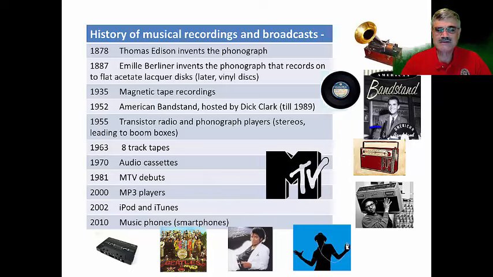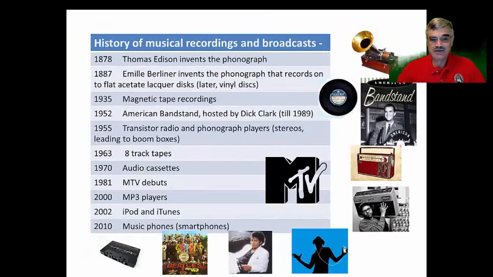And then in 1952, American Bandstand, hosted by Dick Clark, brought music to us over television. And in the mid-50s, transistor radios and phonograph players, what we call stereos, were developed, leading to boom boxes. If you look at the right, it may look like a very funny photograph now, but this is the size of some of the radios that people would carry around just to have portable music. There was the 8-track tape, which probably no one in your generation has seen. Audio cassettes. You may have seen some of these cassettes that your parents may still have lying around and haven't thrown away yet.